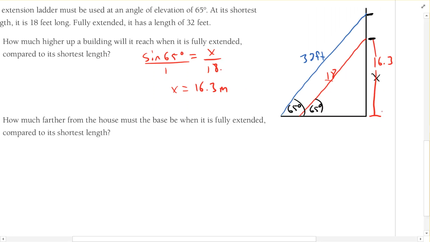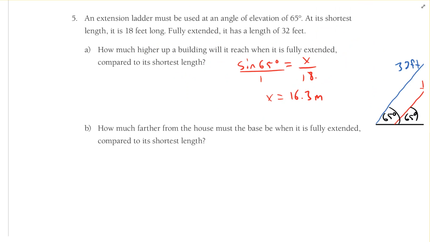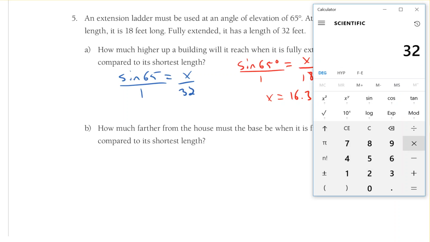Now let's do the blue one. It's 32, so it's going to be really the exact same thing, but just with 32 instead of 18. So sine 65 is equal to x over 32. I'll put that over 1. So we'll go 32 times 65 sine equals 29.